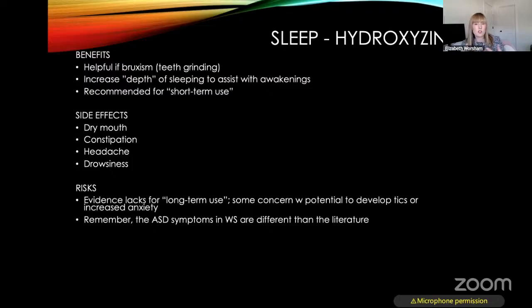Just because there's not research doesn't mean it's not going on. You have to have motivation to do research. And again, hydroxyzine is a medicine that's beyond its patent. It's out there. It's in generic form. Side effects, similar to lots of medicines we've talked about: dry mouth, constipation, headache, and drowsiness. Again, I mentioned this, evidence is lacking for long-term use.